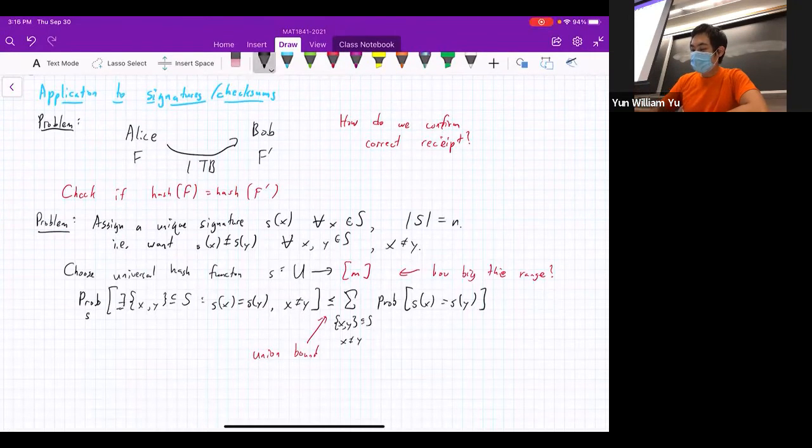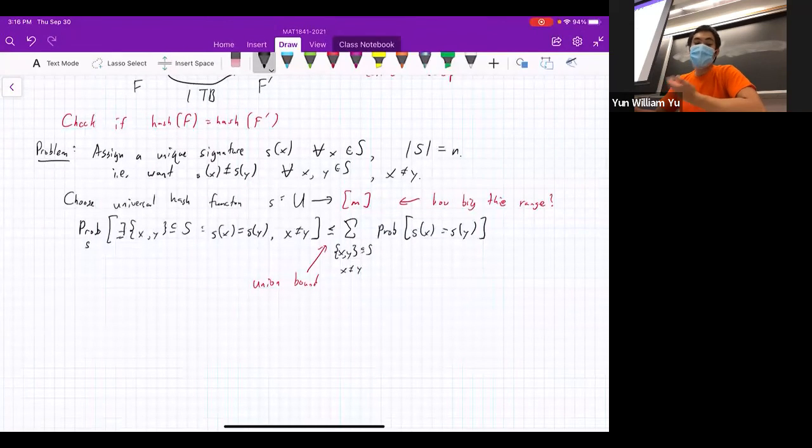And once we've done that, it's less than or equal to the sum of those probabilities, but we know what the probability that S of x is equal to S of y is. It's just equal to the number of pairs. And the number of pairs we can bound by n choose 2. Actually, I think it's just equal to n choose 2, but it's bounded by that divided by m, right? So how big do we need m to be?